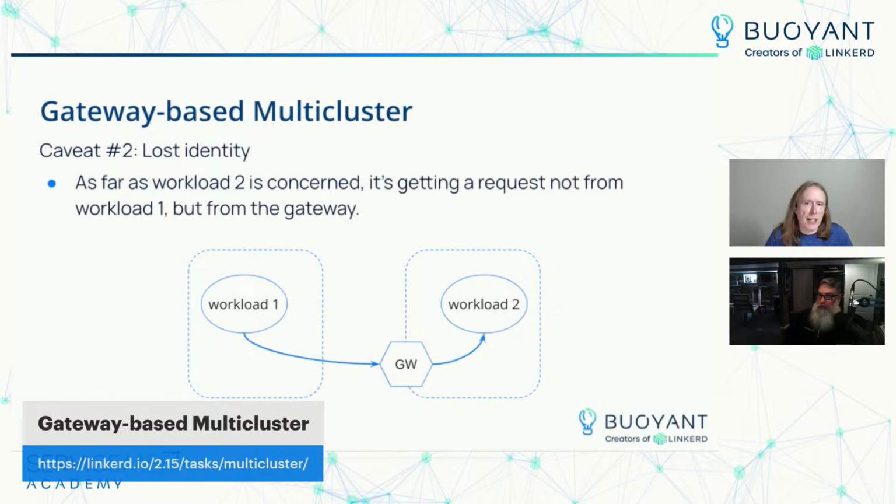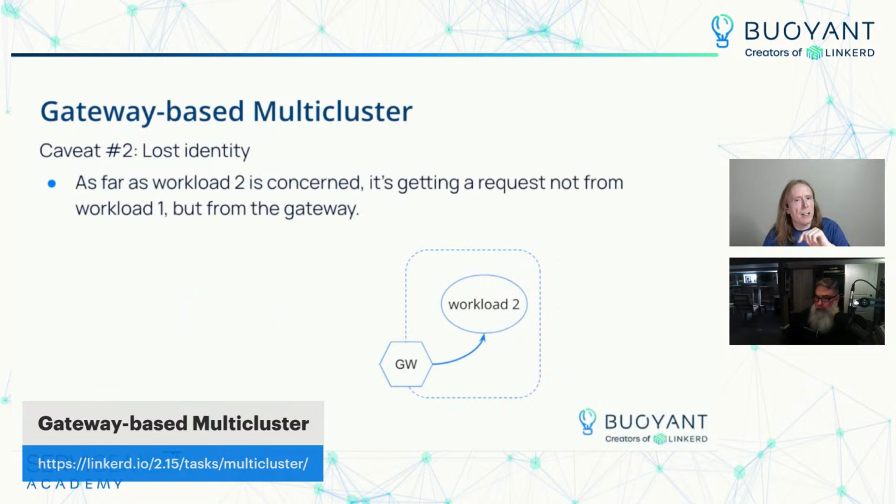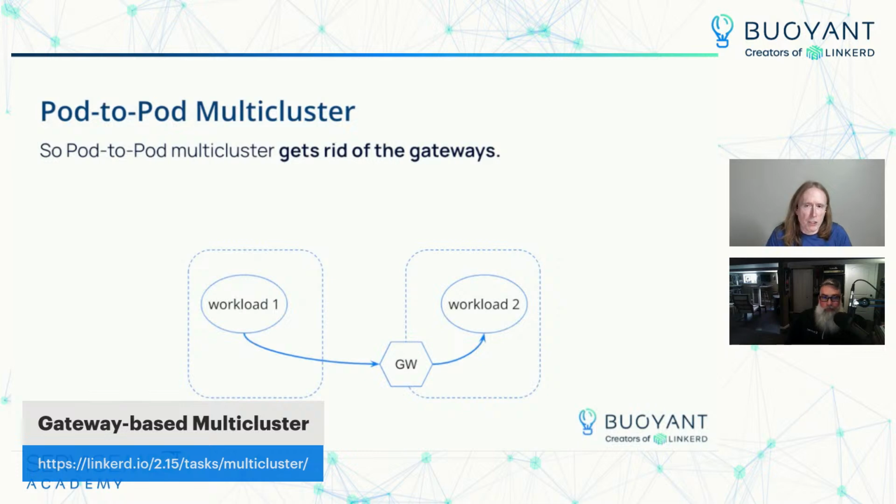Caveat number 2 is that as far as workload 2 is concerned, it is not getting a request from workload 1. It is getting a request from the gateway, which means that the identity of workload 1 kind of gets lost in gateway-based multi-cluster. This can be a significant sort of downside. So for both of those reasons, in Linkerd 2.14, we introduced pod-to-pod multi-cluster that just looks like this.